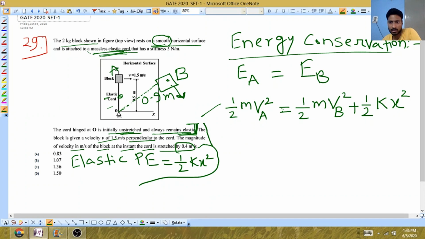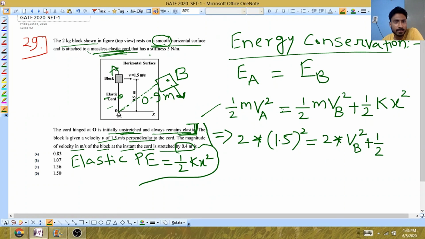So just substitute the values. You can cancel this 1 by 2 on both sides. The mass of this block is given as 2. Just substitute 2 into the velocity they have given, 1.5. This will be equal to mass, which is 2, times the velocity at this point. We don't know the velocity at this point, we are required to determine that value, so we will take it as vB only.